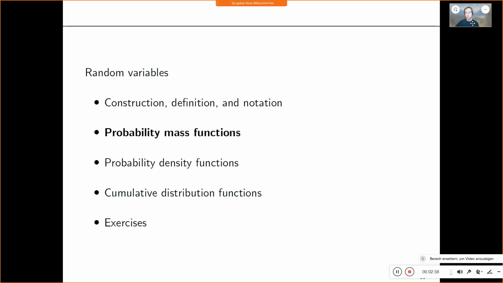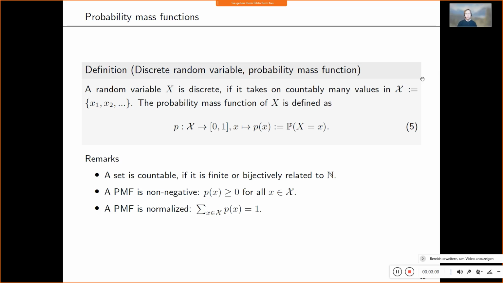What's happening next is something I think everybody who has had a course on probability theory or statistics has heard about: probability mass functions. We use this definition, and also make clear that probability mass functions are always associated with discrete random variables. A random variable x is discrete if it takes on countably many values in x. The easiest case to think about is finitely many values, x1, x2 up to xn.